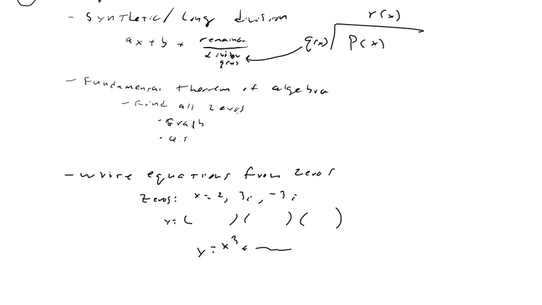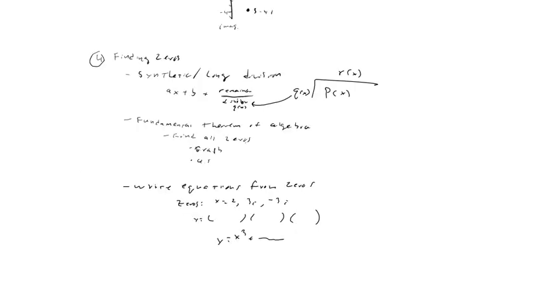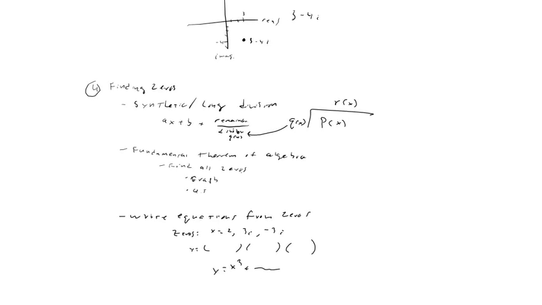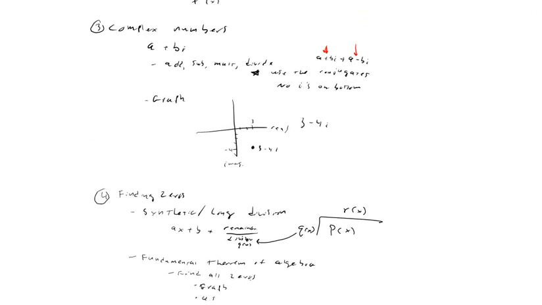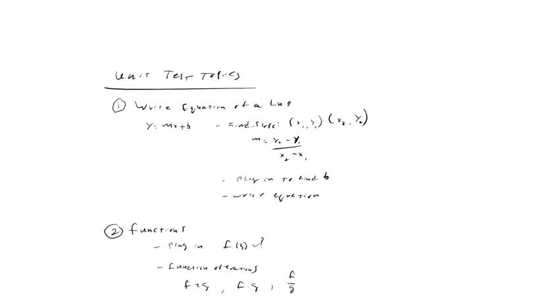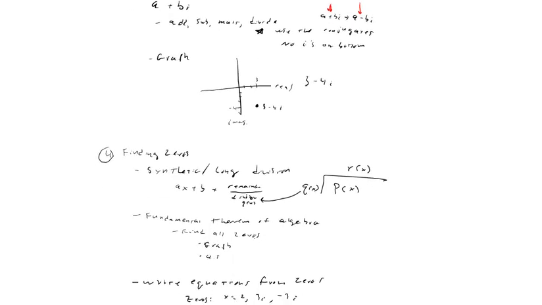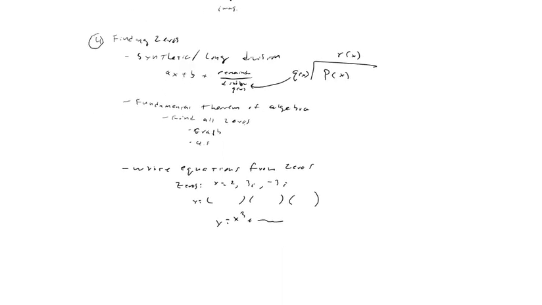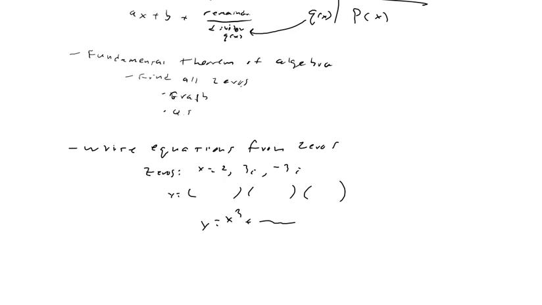And that's it. Those four things are the main pieces, the only pieces of your unit test: writing equations, finding zeros, complex numbers, and some stuff about functions. So complex numbers, function composition. I'm going to post this up on Schoology again, so you'll have access to all this to review. If you want to go over the videos, watch those videos of things I did before, you can do that.